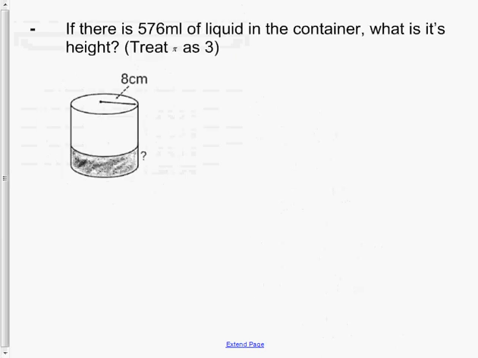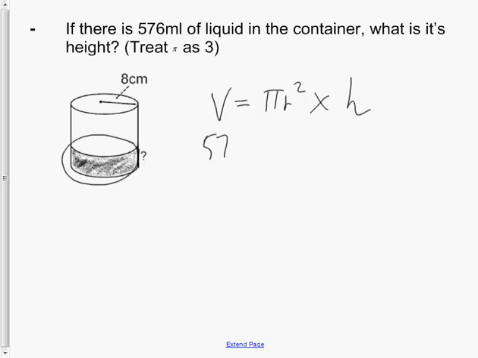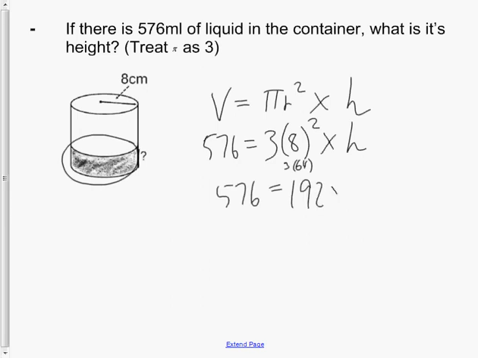If this is 576 milliliters of liquid in that container, what is the height of this? So the volume is equal to the area of the base multiplied by the height of the prism. The volume we know to be 576, pi we know to be 3, the radius we know to be 8, and the height we don't know. When I simplify that pi r squared, I get 64 times 3, which is 192 times h.